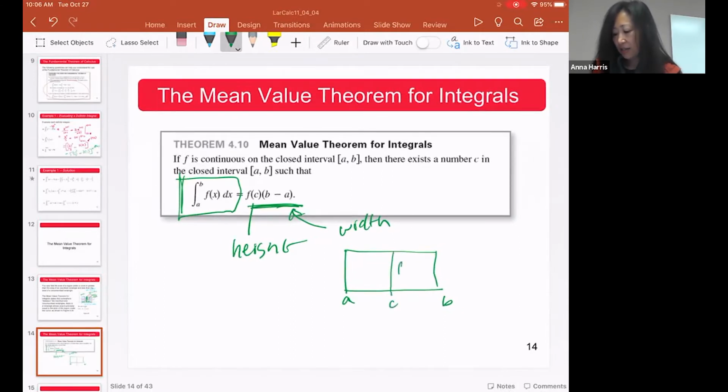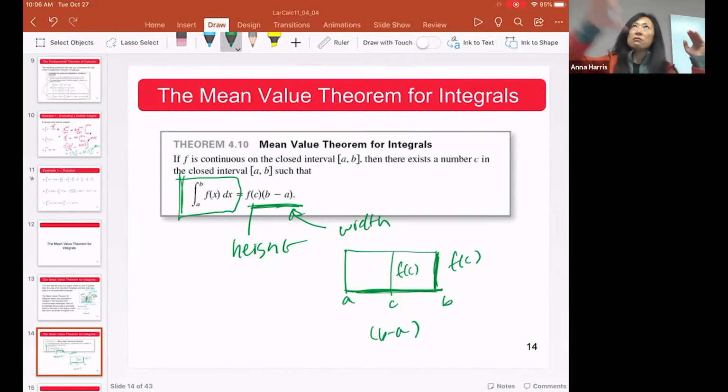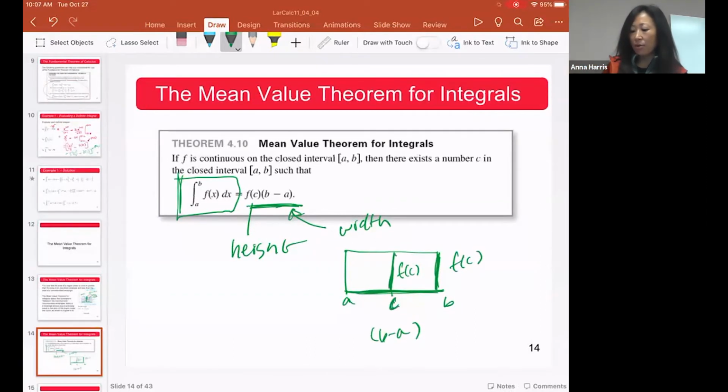Let's just see. So f of c. You can think of this as my f of c, and that's my b minus a. So that's how you get your area. You can find your area under the curve by finding a width, which is b minus a, times height, which is f of c. The c happens to be, in this case, a middle number, but it's not always true. For this case, we're going to use that one.